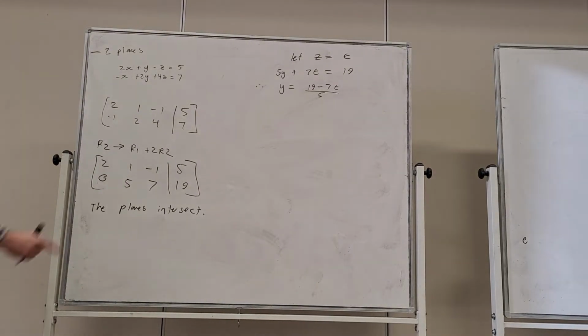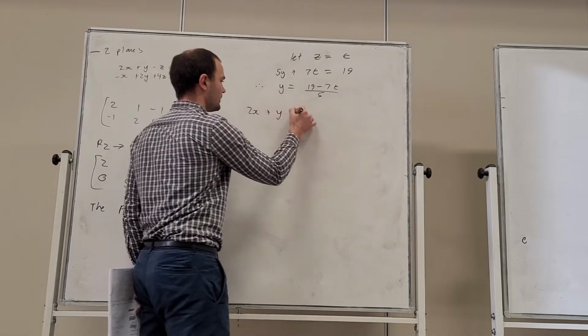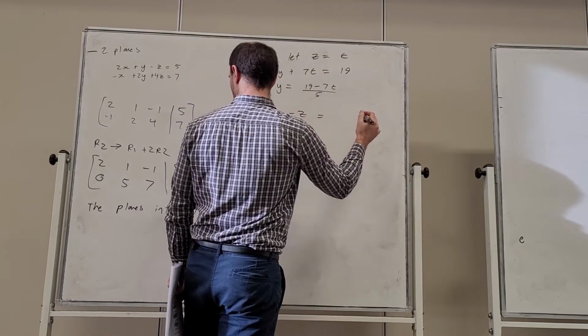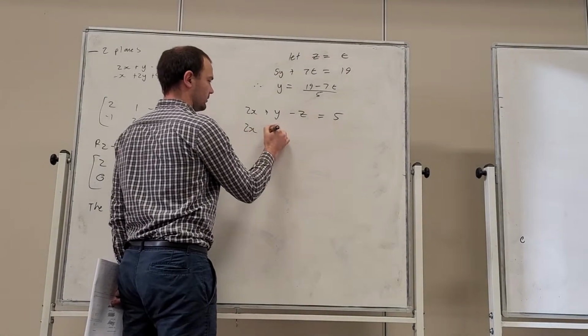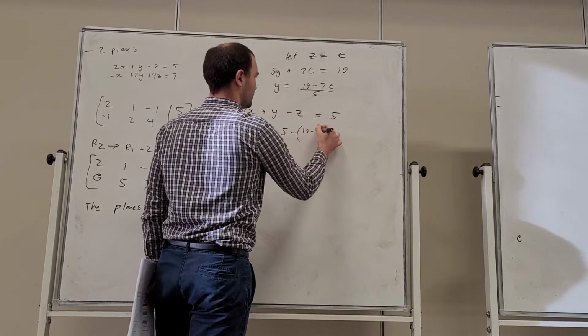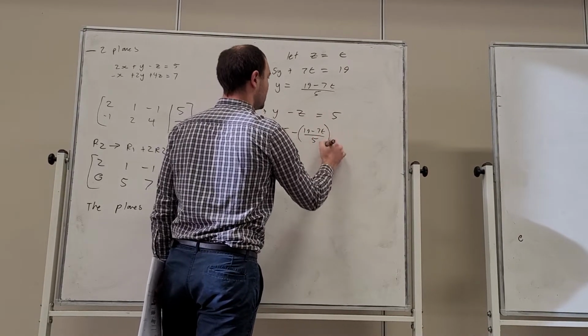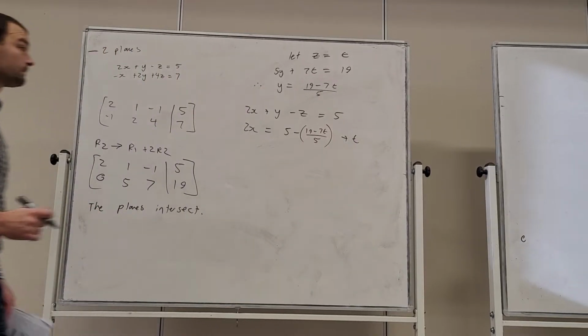And now we'll solve for x using the top row. We've got 2x plus y take z is equal to 5. So I'm just going to rearrange it. 2x is equal to 5, take away, in brackets, 7t on 5, and take away plus z, which is plus t.